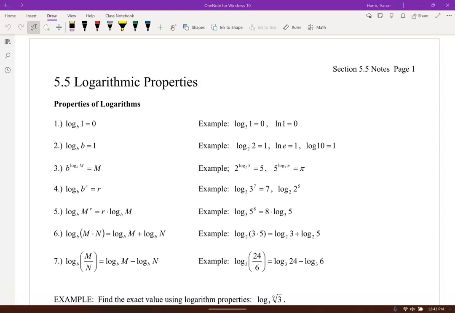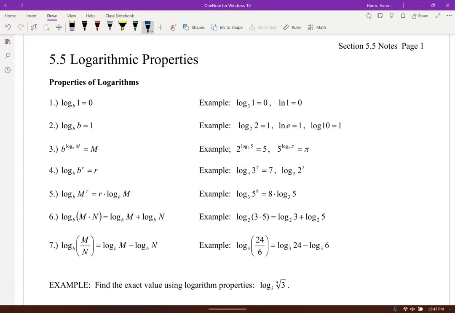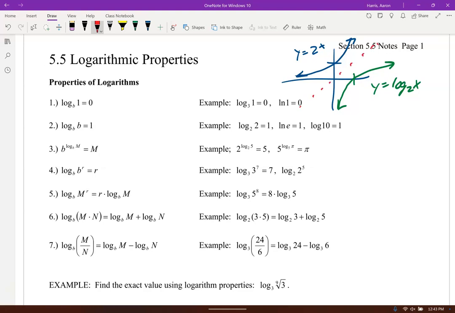All right, so here's your properties of logarithms today that we'll talk about. I just want to remind you, we talked about last time, here's y equals 2 to the x, and its inverse, if we flip-flop x and y, we called log base 2 of x, right? All those points flip-flopped, and they were reflected about that line y equals x, right? And so they're inverses, and so they undo each other.